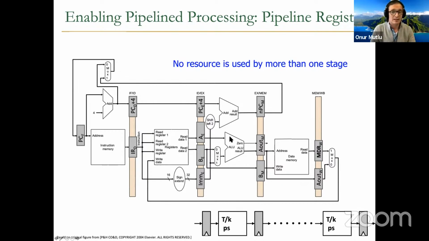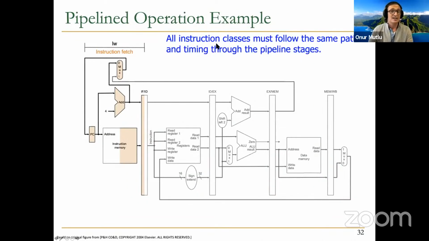Okay. So essentially, if you look over here, no resources are used by more than one stage. That's also important. Each stage uses its own resources. They cannot share resources, basically. This is something that we will discuss later on, also potential resource sharing. But in a good pipeline, you should not share resources between different stages. Of course, you can add more ports to memory, but that's not really sharing resources. That's why you need to have instruction memory separate from data memory over here, because you need the instruction memory for fetching one instruction, and you need the data memory for fetching the data for some other instruction concurrently, right? So all instruction classes must follow the same path and timing through the pipeline stages.